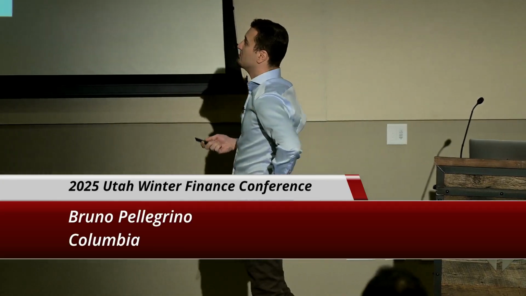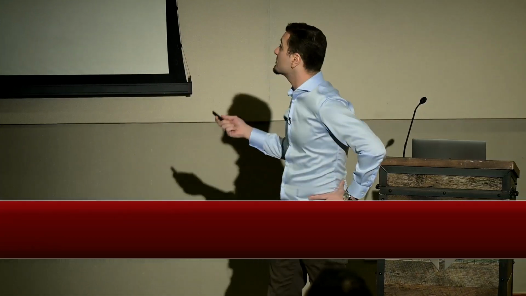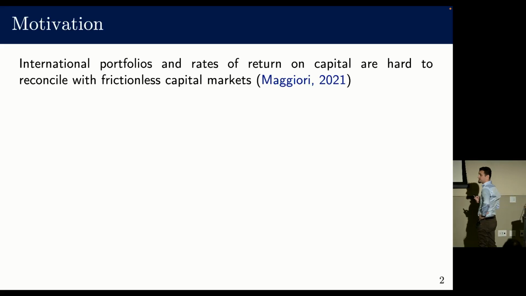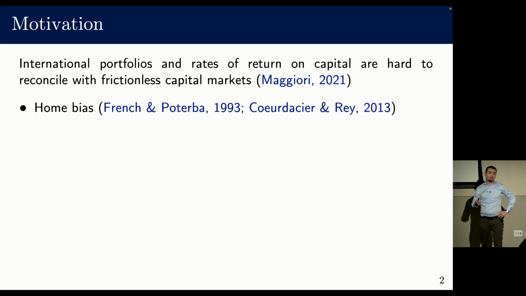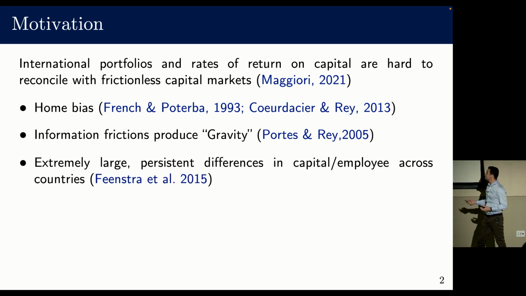So this paper starts from the premise that international portfolios and rates of return to capital across countries are hard to reconcile with frictionless capital markets. There's a bunch of stylized facts that suggest that international capital markets are segmented. So for example, there's a high degree of home bias in international investment. That is very well known. Also, international investment seems to obey a gravity equation not very unlike the one that we see in international trade flows. And traditionally, this has been explained with information frictions.